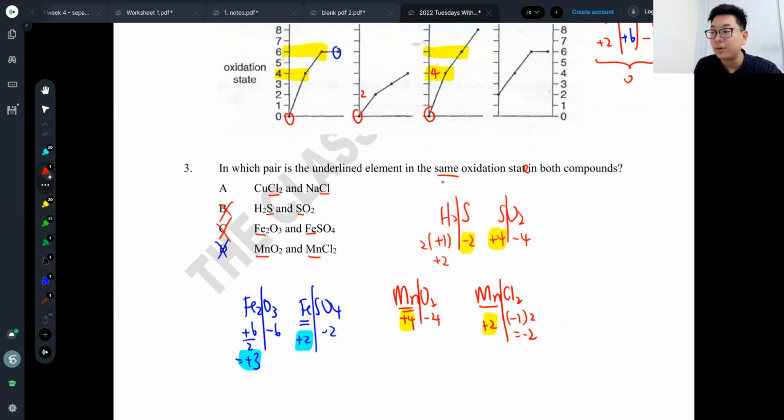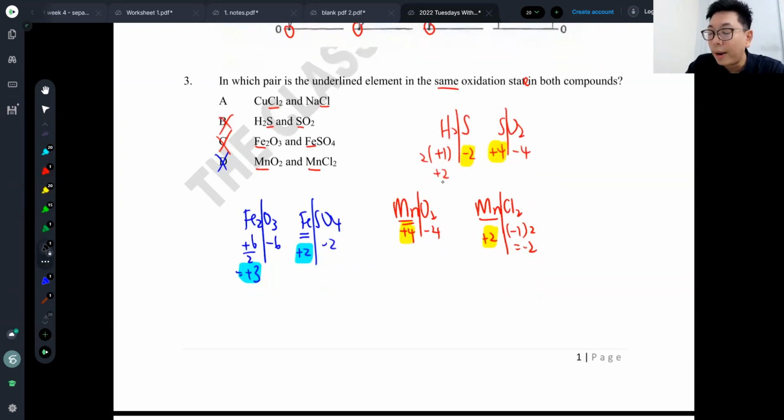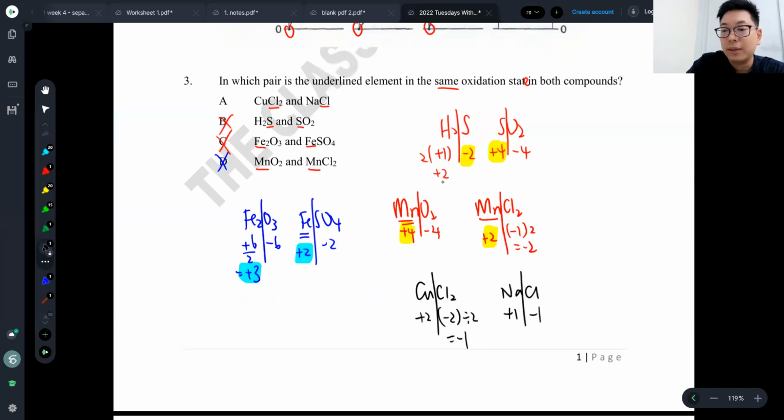And therefore, the correct answer is A. Only the first 3 who filled in got it correct, okay. Now, correct, so A. Why? Copper chloride. Sodium chloride. Copper is +2. This is -2 divided by 2, I get -1. +1, -1. Same. And therefore the answer is A.